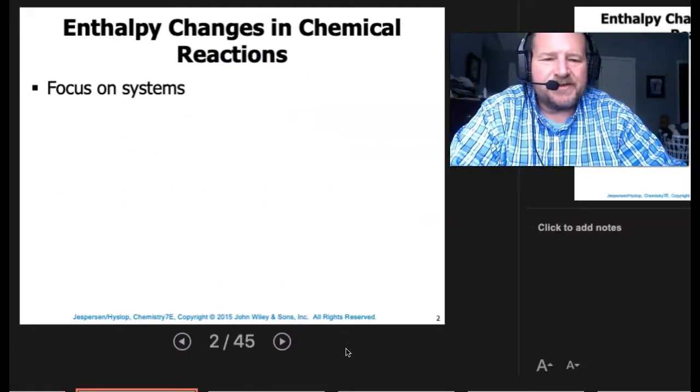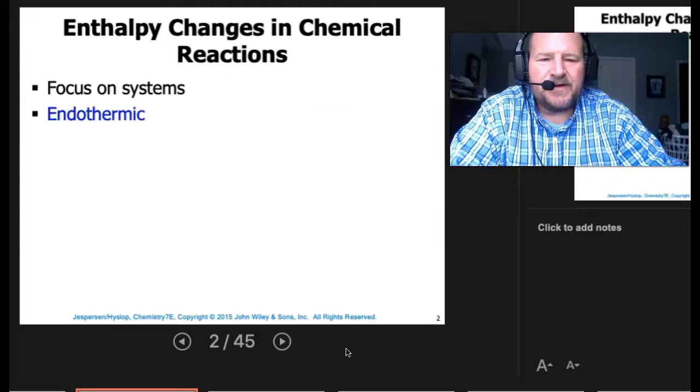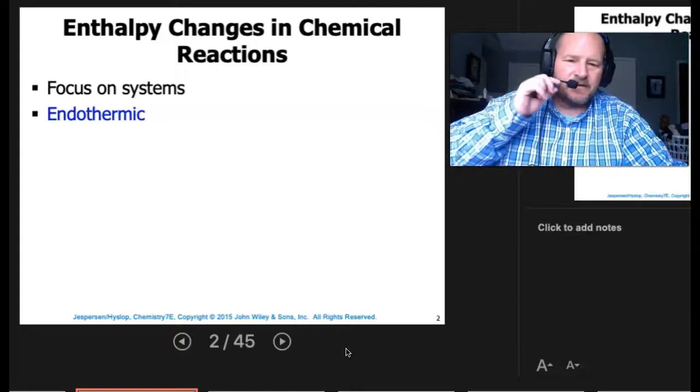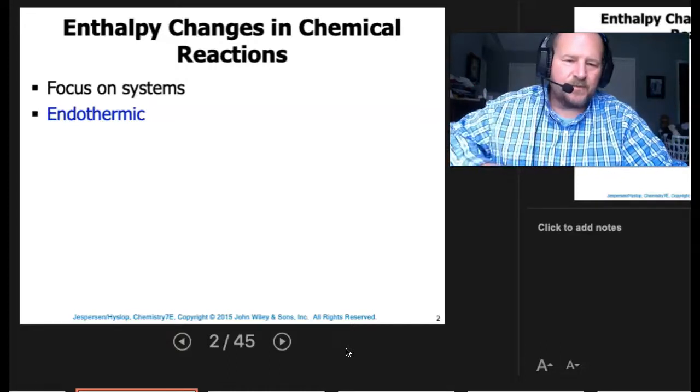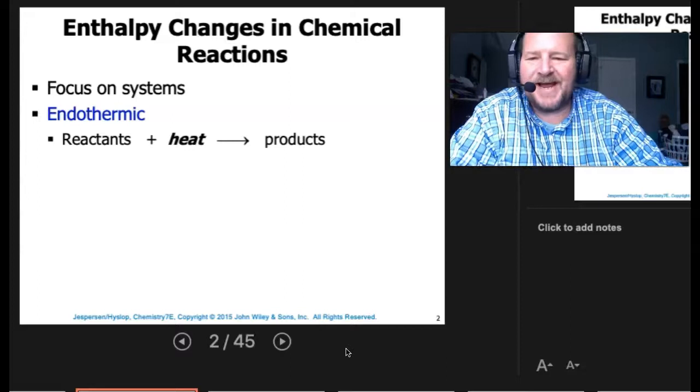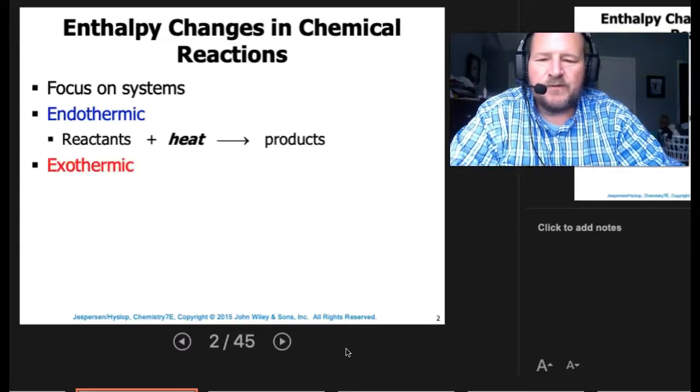Of course, we'll be focusing on the system. So it's going to be endothermic. Then that means we have, do you remember, reactants, products, and our heat is where? Very good, with the reactants under endothermic. And of course with exothermic, the heat will be part of the products.